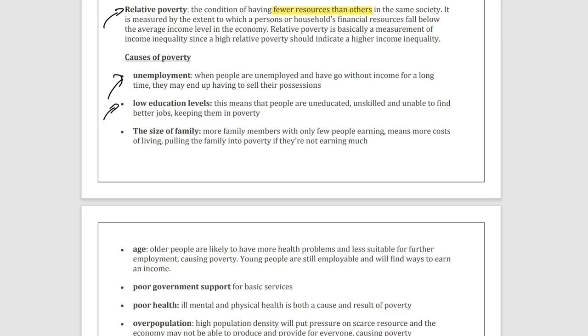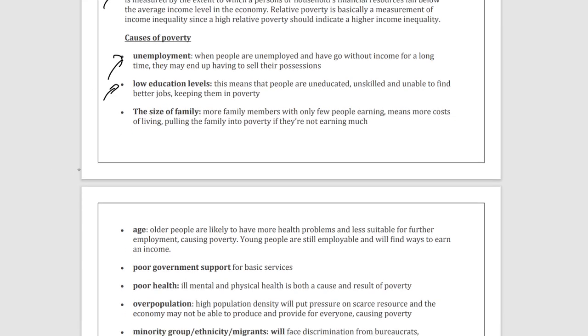This is the reason why we talk about education, employment, and stuff like that. Low education means they don't have the skills, so they don't have jobs, which leads to poverty. I'm summarizing this because it's quite obvious. Poverty is a general knowledge type of topic, so I'm not going to spend so much time on this. Just read through all this.